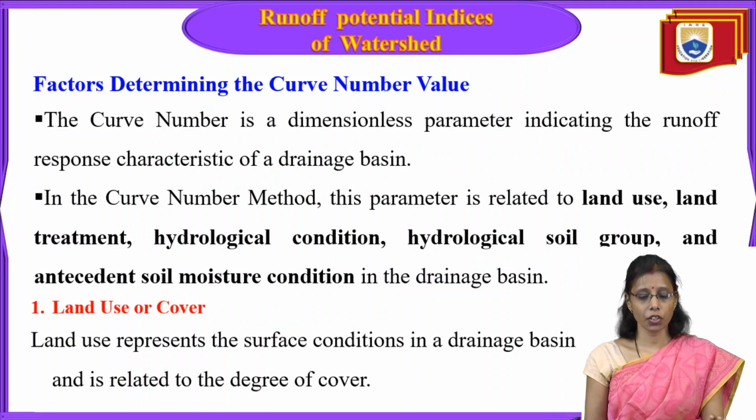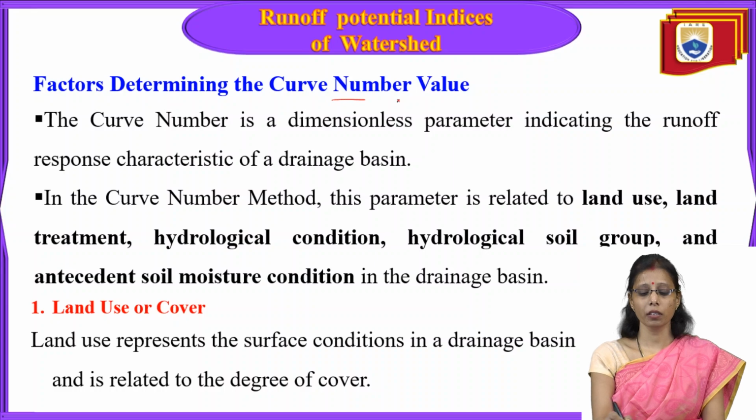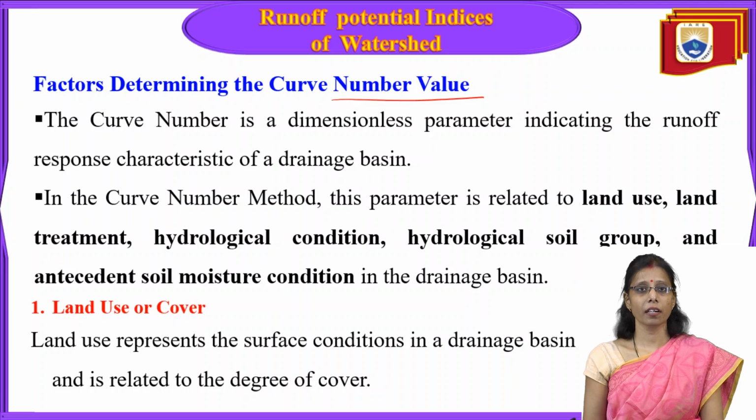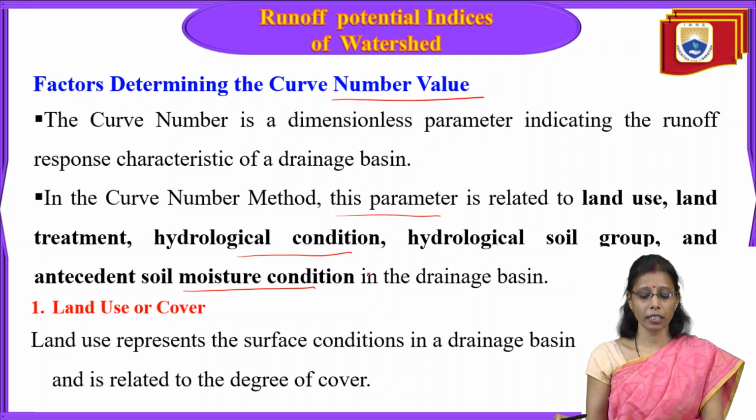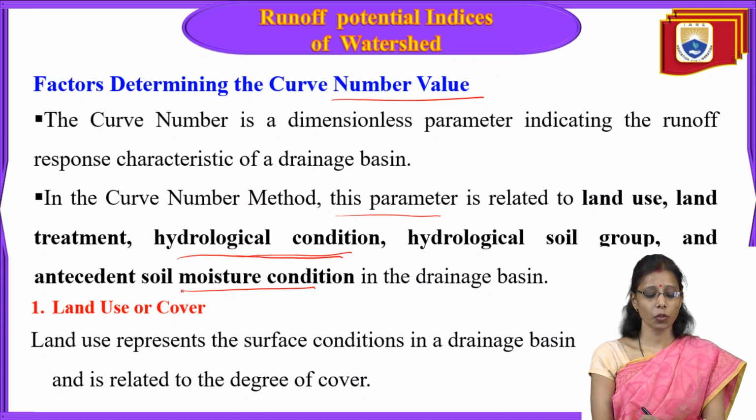Now, these are the factors which determine the curve number value. The curve number is a dimensionless parameter which indicates the runoff response characteristics of the drainage basin. In the curve number method, this parameter is related to the land use, land treatment, hydrological condition, hydrological soil group, and antecedent soil moisture conditions in the drainage basin.